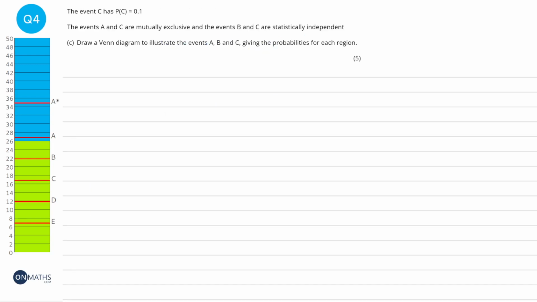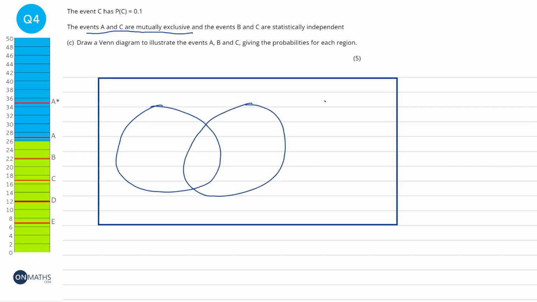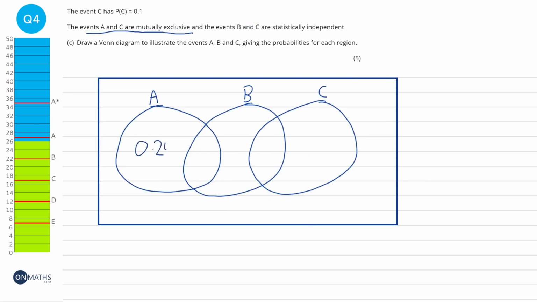So there's a lot to unpack with this question. The first thing we're going to notice is that events A and C are mutually exclusive. So we can actually draw the Venn diagram now, because they're mutually exclusive, it means they won't overlap. So we can do the A and B as we did for part A, and this time we just add another event to it. So we've got A, B, and C. Now if we look back at part A, the probabilities here won't change. So the 0.25 and 0.17 will still be there. Next thing we notice is that B and C are independent.